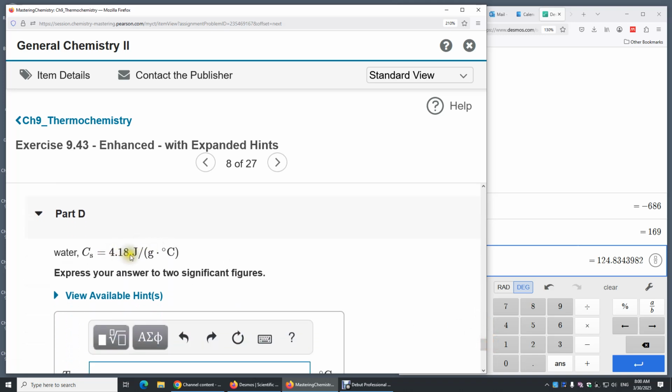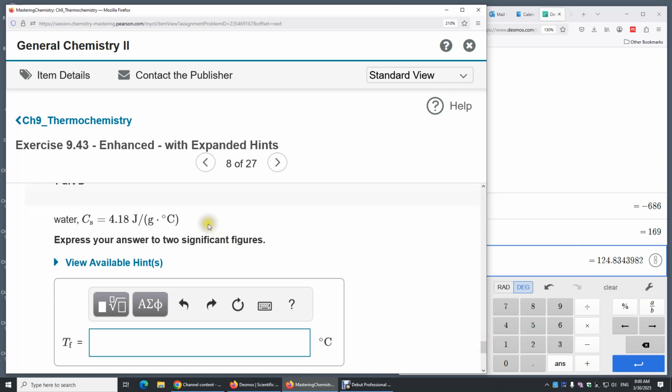Part D, this is water, I believe, 4.18 joule per gram per degree Celsius. Water has a very large specific heat capacity. That means it's very hard to change the temperature of water, and that's why the oceans can keep a roughly constant temperature during day and night. And you can see the temperature change is going to be smaller for water.